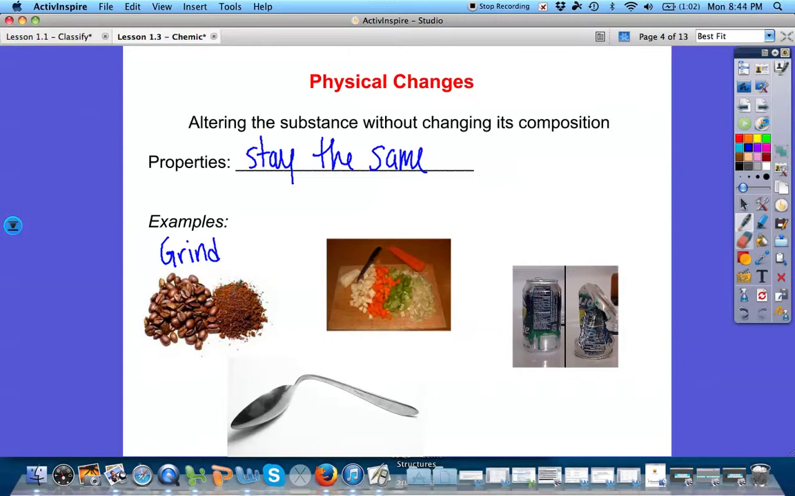Still coffee. If you're helping to make dinner, you can chop some vegetables. This is still going to be onions, still carrot. The chemical makeup of these have not changed. A soda can, after you're finished, you can crush the soda can, and it is still a soda can. And then a piece of metal silverware, you can bend it, and it's still a spoon. It might be a little bit harder to use, but it's still a spoon.